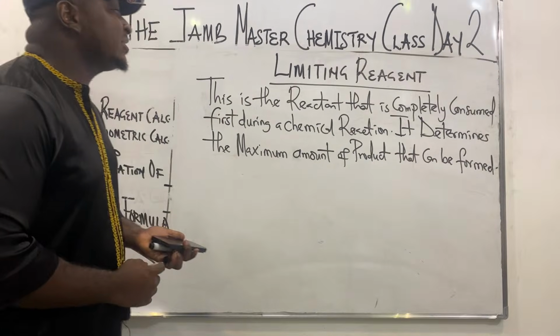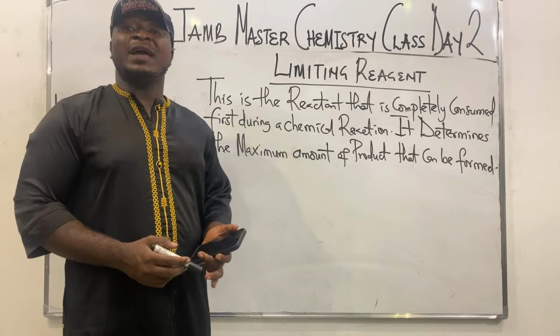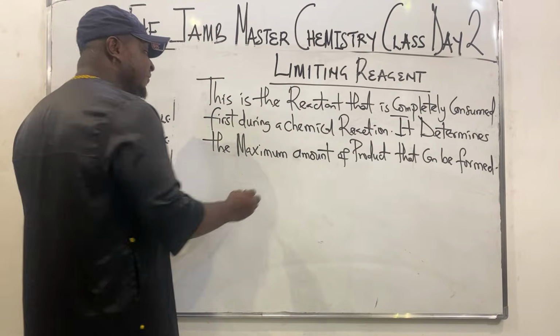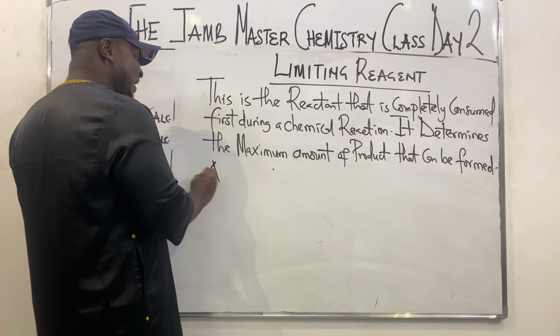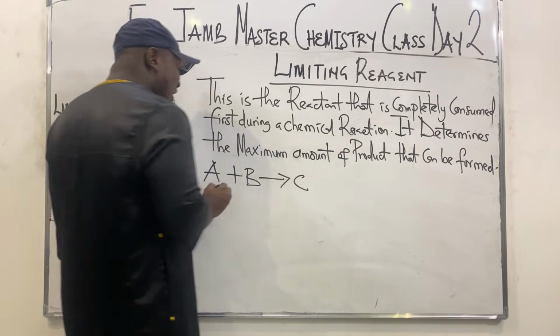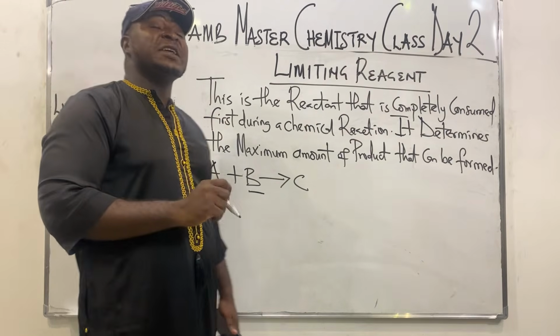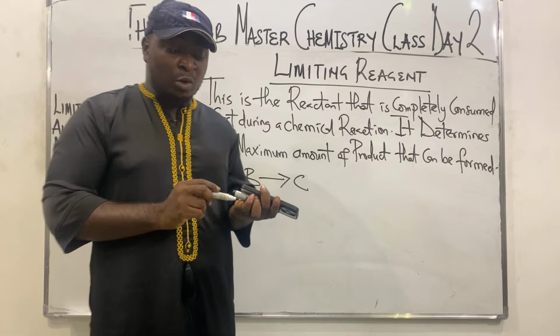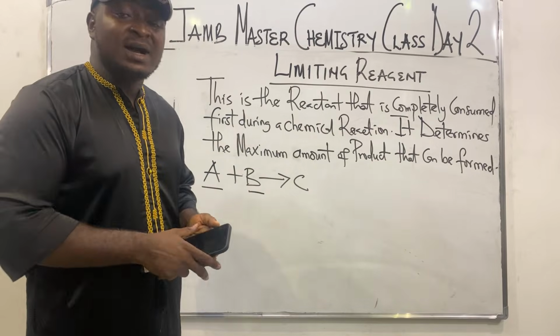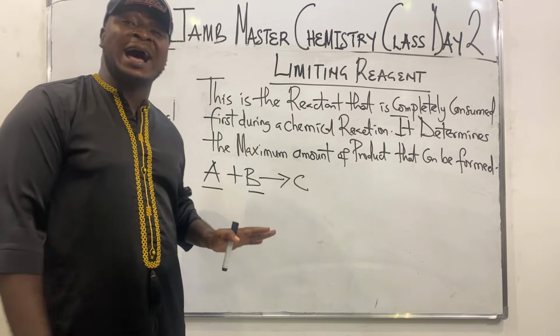This is the reactant that is completely consumed first. Class, anytime two reactants react, one usually finishes first. If you have a reactant A reacting with reactant B to give C, one of these two reactants finishes first. The reactant that finishes first is the one that controls the reaction, because once it finishes, the reaction stops. A reaction will stop as soon as one of the reactants is no longer active.